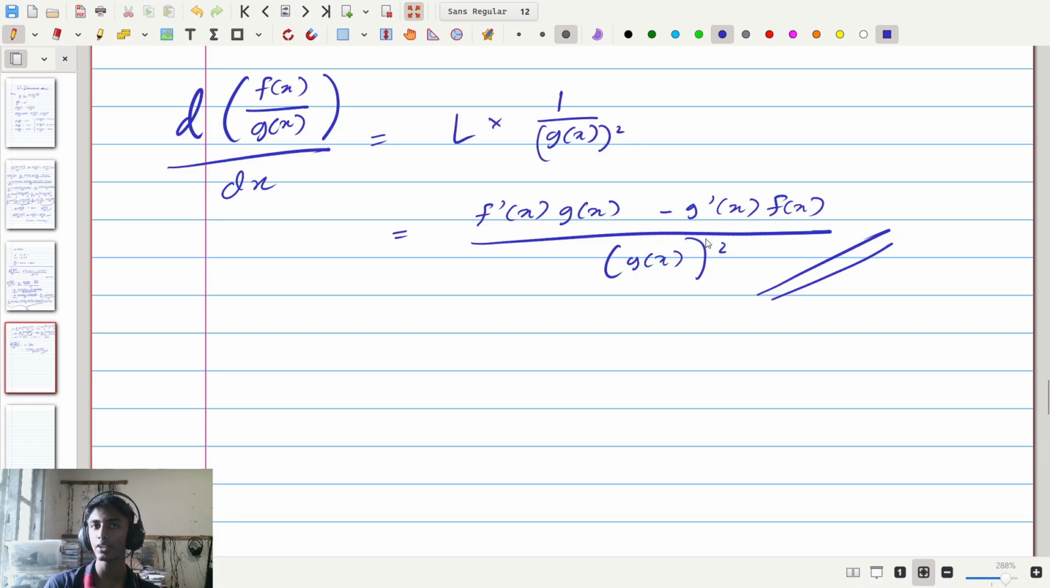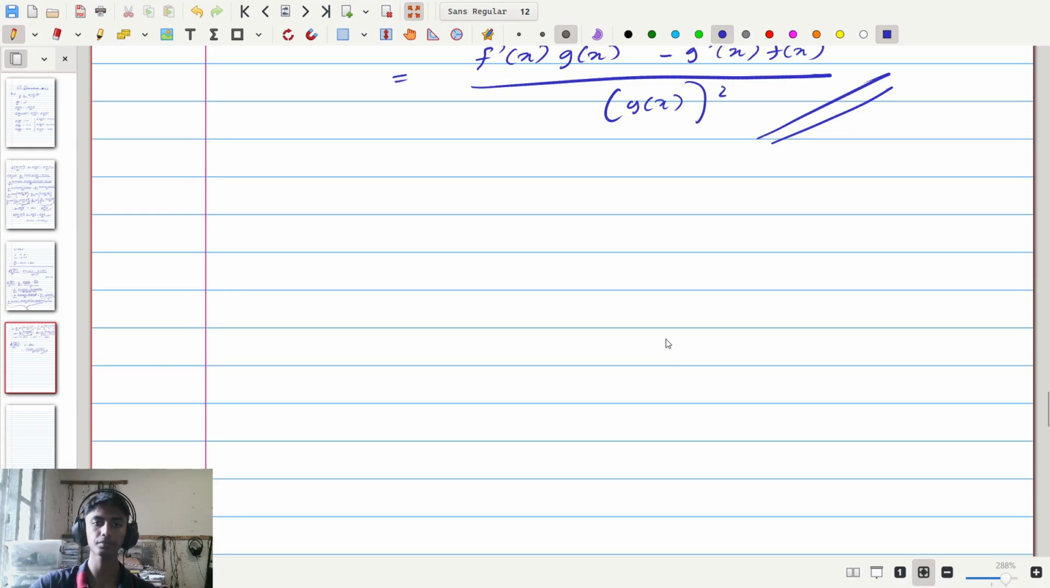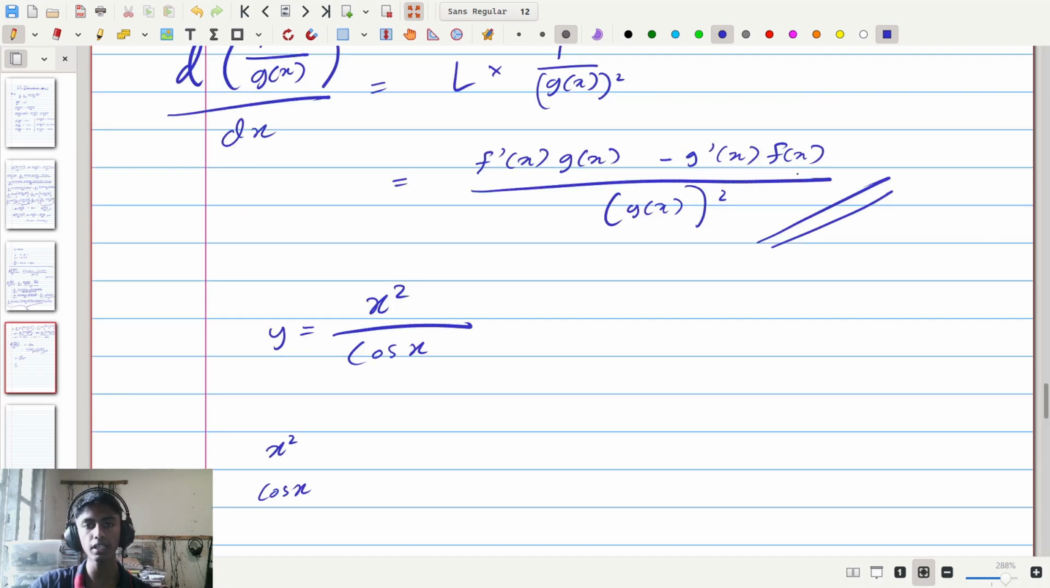Before we continue, let's take an example and show how we can use the quotient rule to find the derivative. Let's consider a simple one, like let's say x squared divided by cosine of x, and let's try and find the derivative of this function. Over here we have one function divided by another function. x squared is one function and cosine of x is another function. So here we want to find the derivative of x squared and the derivative of cosine of x. Then we can substitute those values into here and use that to find our answer.